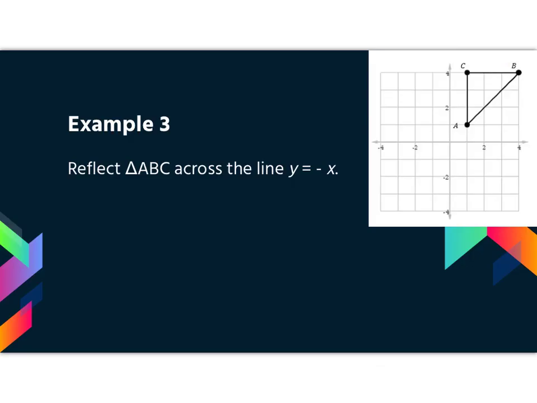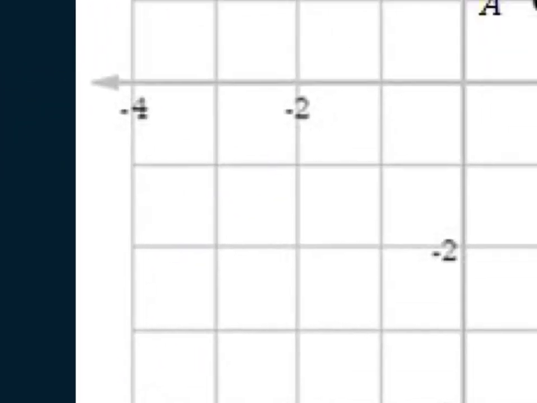In this example, we're going to be reflecting across the line y = -x, and the triangle was already given to us. To start our reflection, we have to make sure we graph the line first. So to start this problem, what we need to do first is graph the axis of symmetry, y = -x.